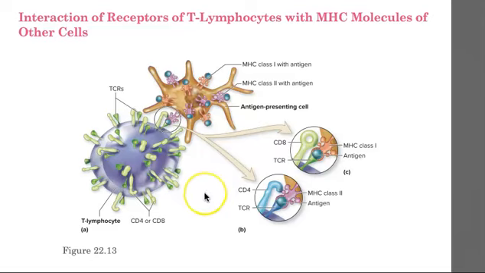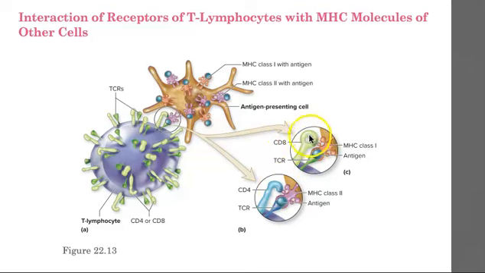So here's a nice visual figure of an interaction between the receptors of our T lymphocytes and their MHC class molecules. Here's our T cell. You can see that we can have either CD4 or CD8 markers there. And here's our T cell receptor that is coming into contact with the antigen on the MHC class 2 molecule here.